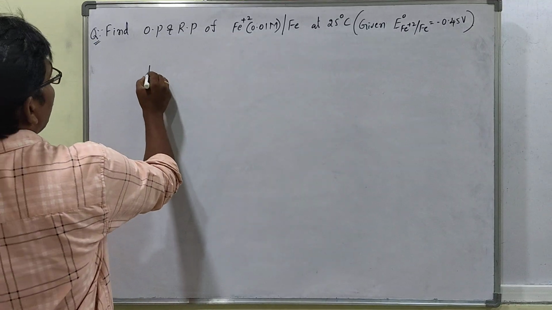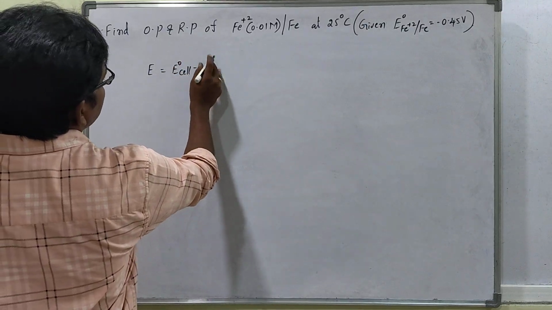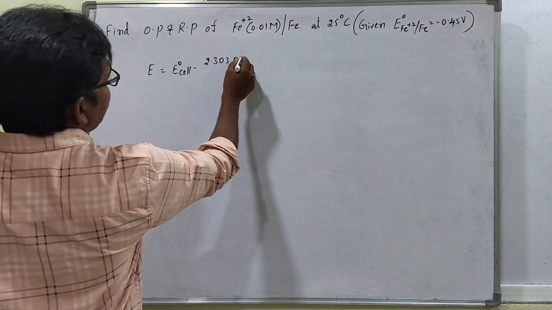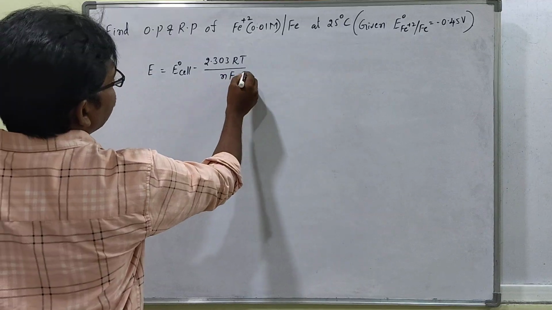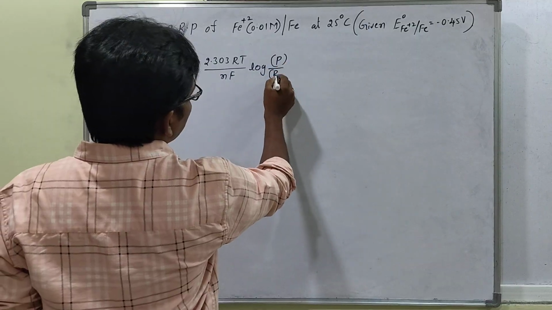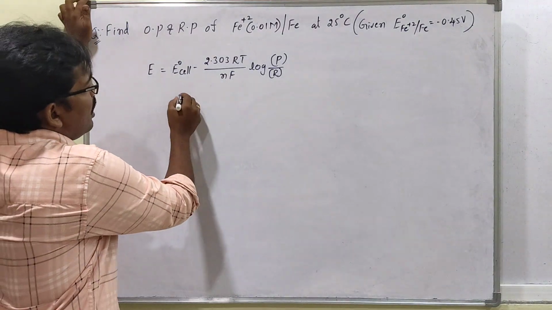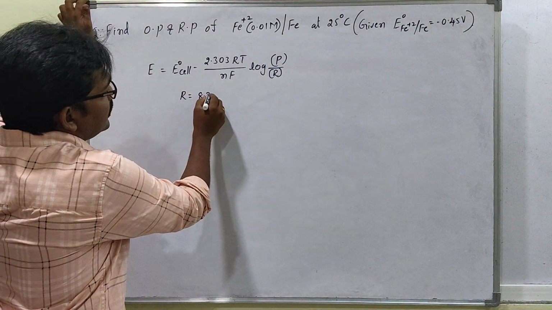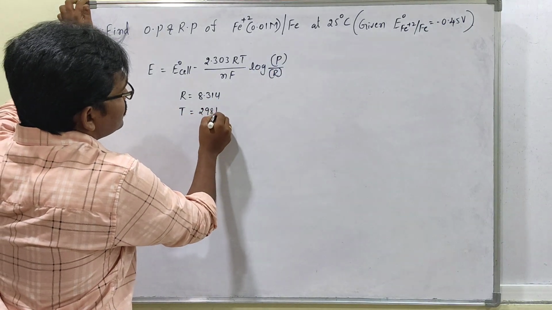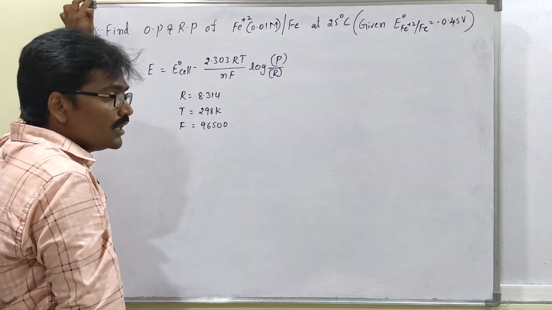So the Nernst equation, what I told: E cell equals E naught cell minus 2.303 RT divided by NF log product concentration divided by reactant concentration. You have to remember one point here, my dear students. The R value I told is 8.314. The temperature is 25 degrees Celsius, that is 298 kelvins. Then the Faraday value, 96,500 coulombs, approximately we are taking.